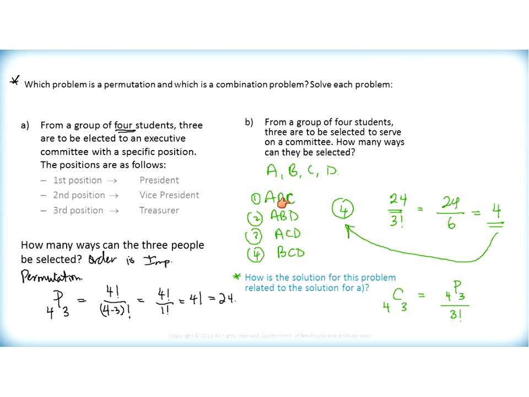And again, it has to do with the fact that these 3 letters can be arranged in 3 factorial ways, which is 6 ways. These 3 letters can be arranged in 3 factorial ways. So all of these here include all of those other arrangements. We need to eliminate them, so we divide by 3 factorial.